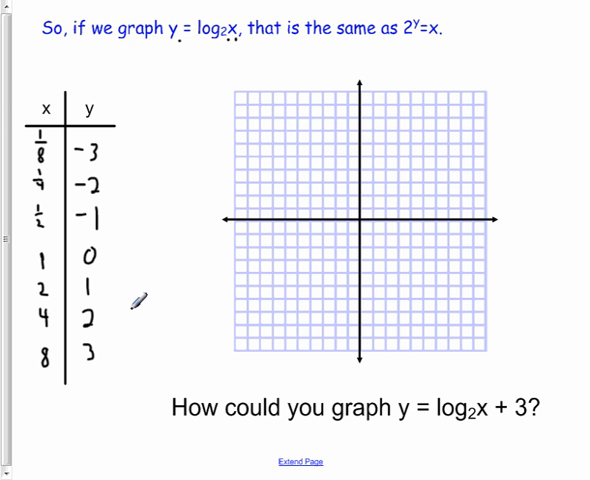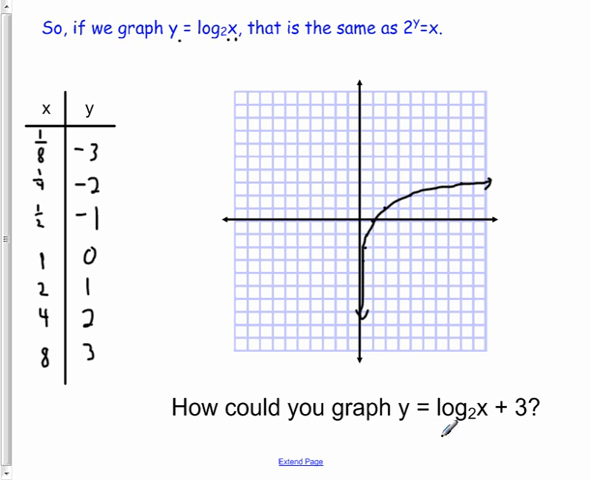So if we graph these, we're going to have 1/8, -3. We're going to have 1/4, -2. 1/2, -1. 1, 0. 2, 1. 4, 2, and 8, 3. So it's going to look a lot like the other one, except what we have here is the inverse of our exponential equation from the previous problem. So the logarithm graph is just the inverse of the exponential graph.